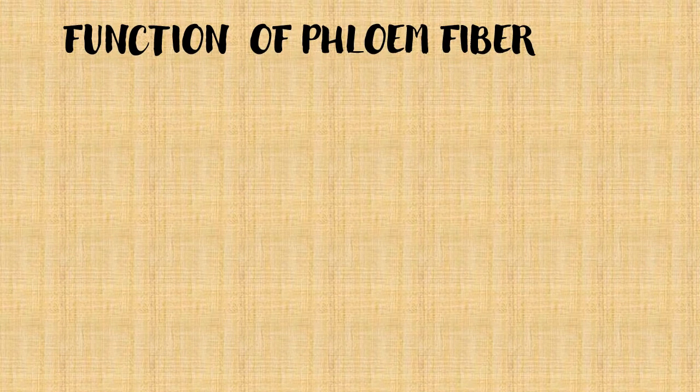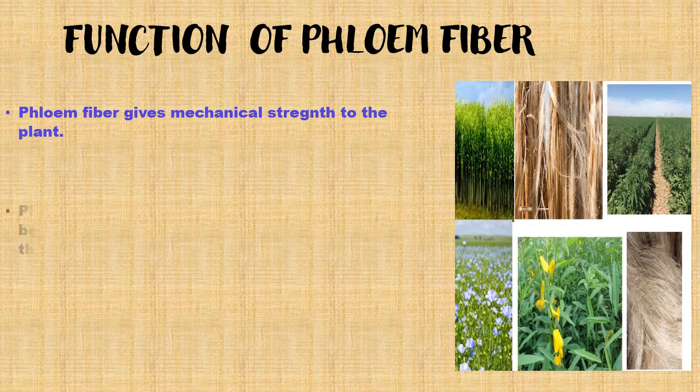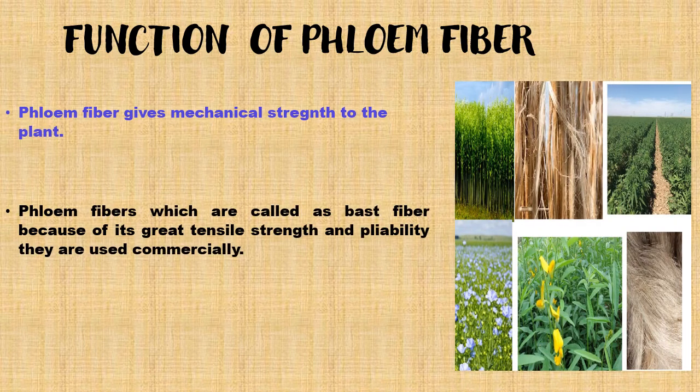Function of phloem fiber. Phloem fiber gives mechanical strength to the plant. Because of its tensile strength and pliability, it is used commercially a lot, and is called bast fiber. We can see here some jute, hemp and sunn hemp, from where these bast fibers are extracted and used commercially to make rope and so on.